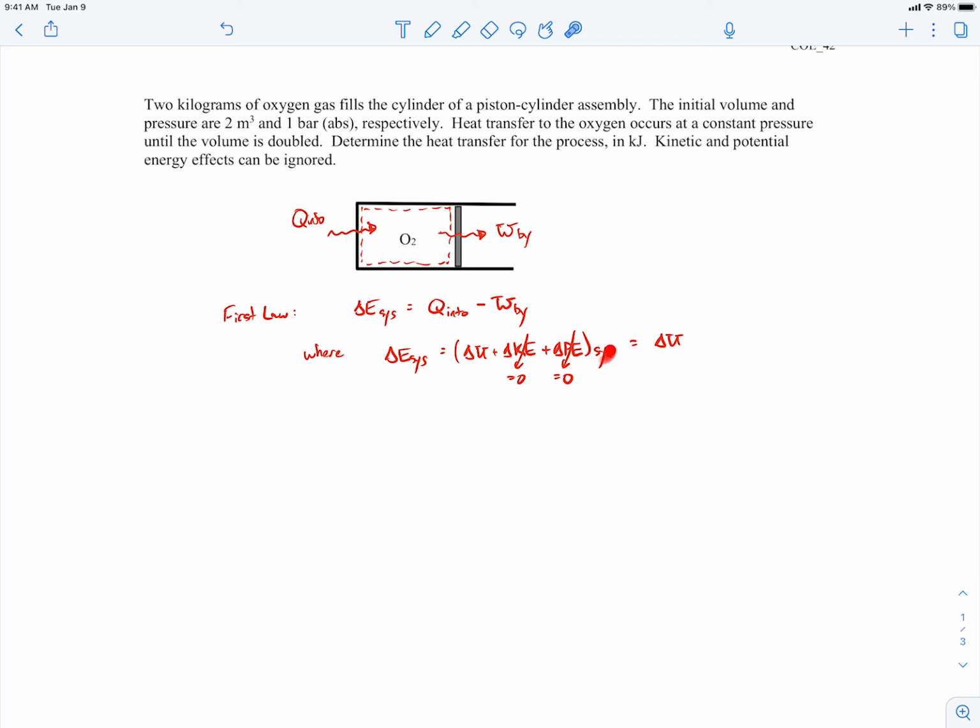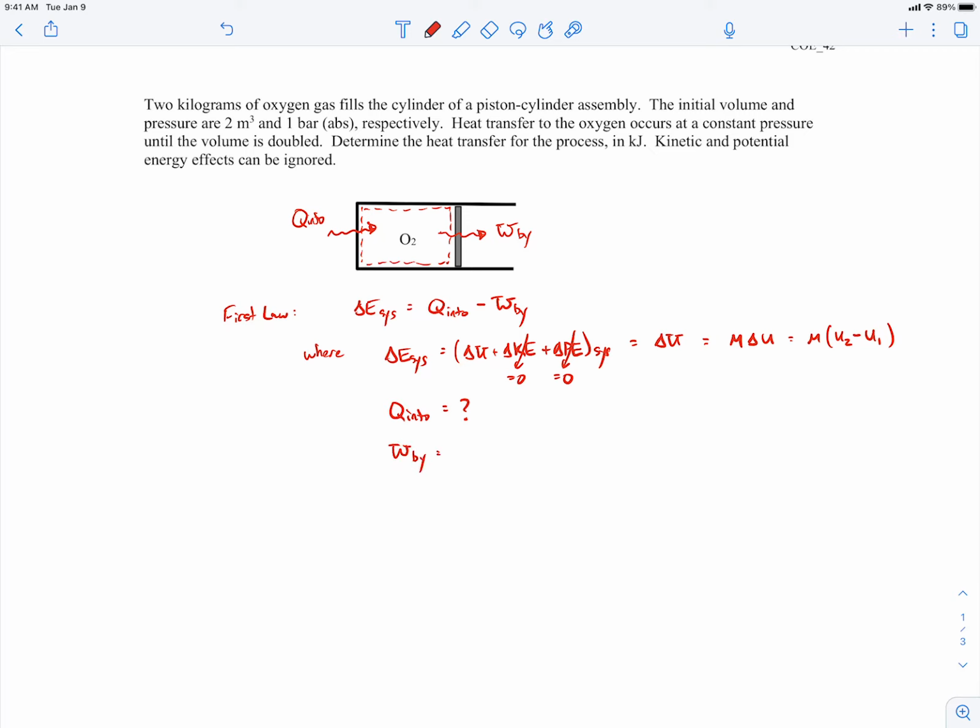I'm going to drop the subscript system here just for convenience. So now to get the change in the internal energy, I'm just going to expand that out into the mass of the oxygen multiplied by the change in specific internal energy, which will just be the mass times the final specific internal energy minus the initial specific internal energy. Okay, let's go ahead and continue. The heat transfer into our system, that's a question mark. We're trying to solve for that, so we don't know the answer to that just yet.